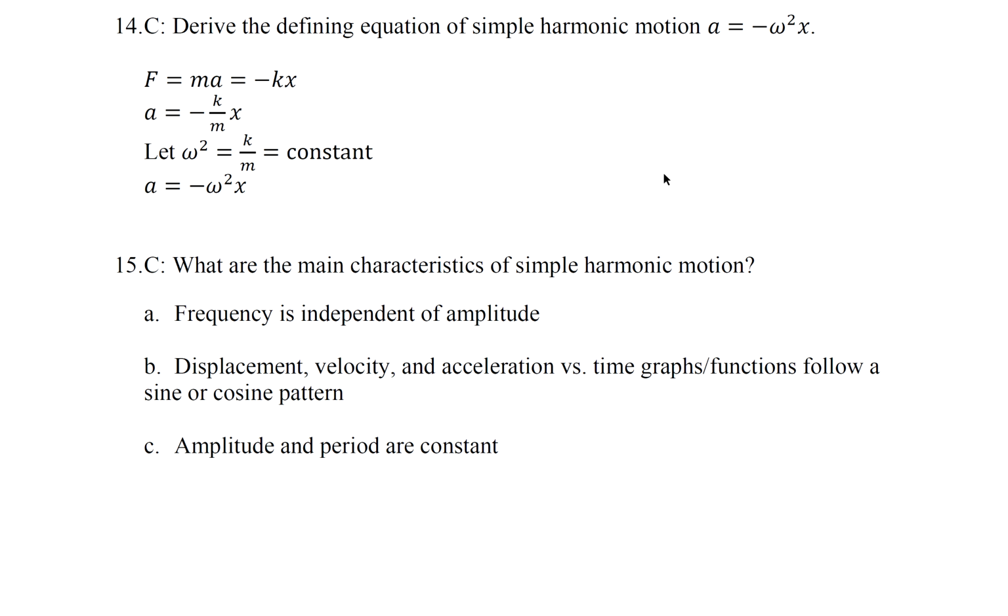Number 2, displacement, velocity and acceleration versus time graphs follow a sine or cosine pattern. We'll see more of that later, hopefully. And finally, amplitude and period are constant. That means there's going to be no force of friction, which brings the amplitude to 0. It's just no force of friction.